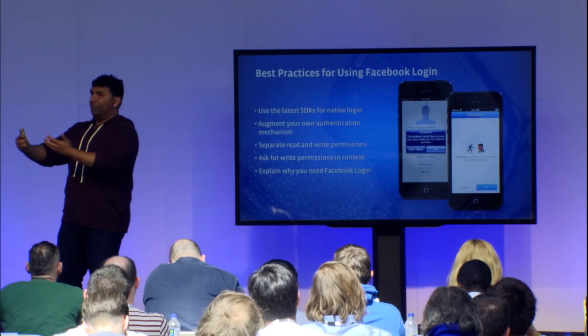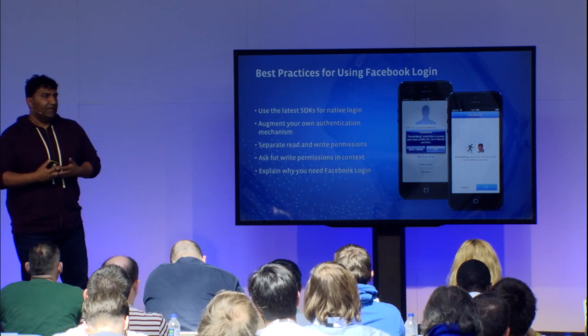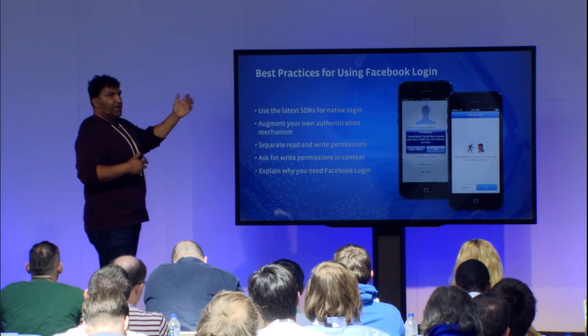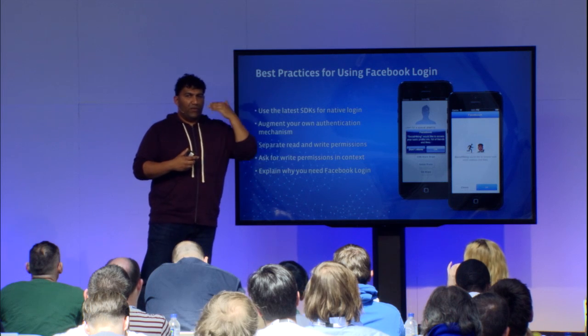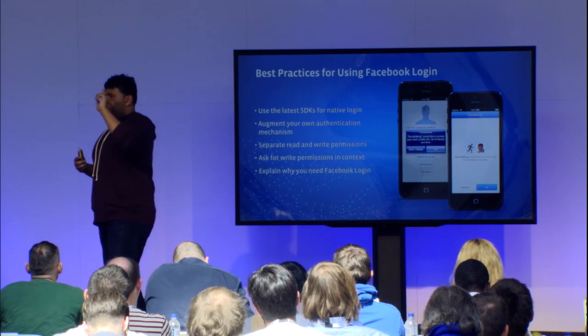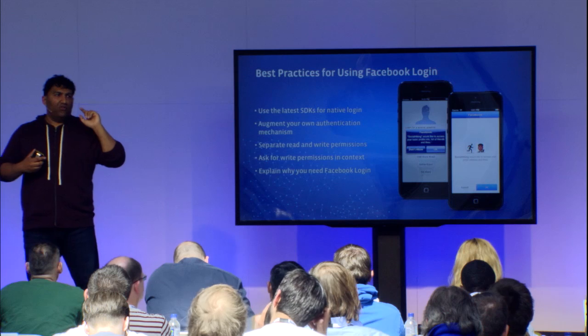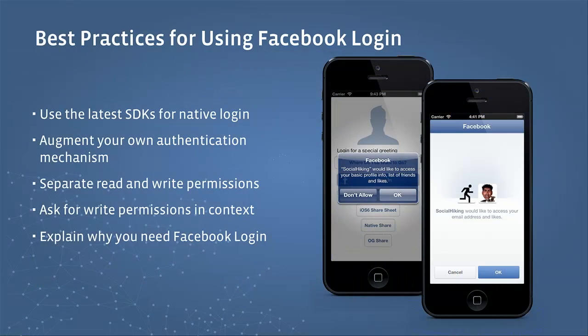The other thing that's important is asking for write permissions in context. Ask for write permissions when you're about to do something where you're going to be publishing something to someone's timeline. Don't just ask for write permissions somewhere randomly inside the app. Make sure that the user is in the mindset that they want to share something, that they're doing an action that is going to result in a share. And at that point, they'll be more likely to grant you permission to publish to their profile.